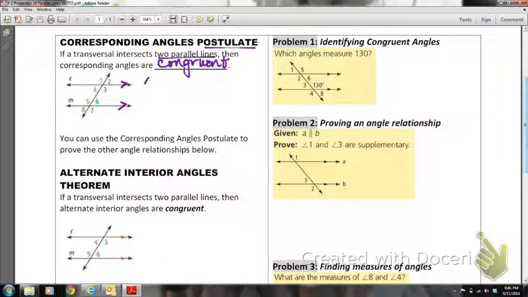Angle 2 and angle 6 are corresponding, so they're going to be congruent. Angle 3 is corresponding to angle 7, so they're going to be congruent. Angle 1 is congruent to angle 5 because they're corresponding, and angle 4 is going to be congruent to angle 8 because they are corresponding. Now you can use this corresponding angles postulate to prove the other angle relationships below.